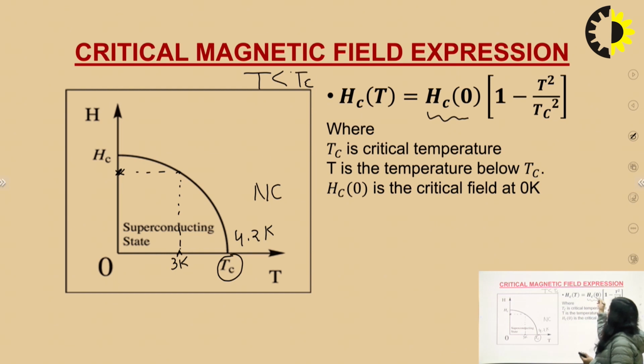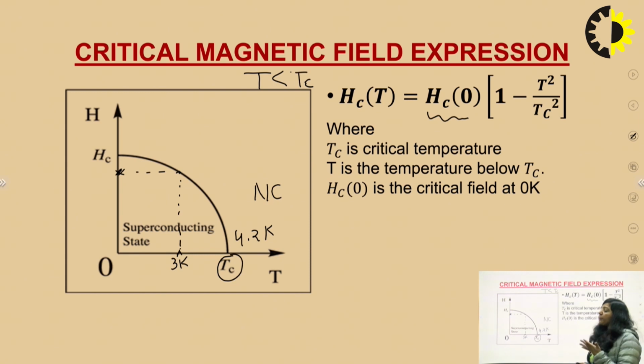So this Hc naught represents the critical magnetic field at 0 Kelvin, into 1 minus T square upon Tc square, where T is the temperature at which we are defining this critical magnetic field, and Tc is the critical temperature, or transition temperature, below which the material will move from the normal conducting state to the superconducting state. So that is the transition or critical temperature. So this is a formula.